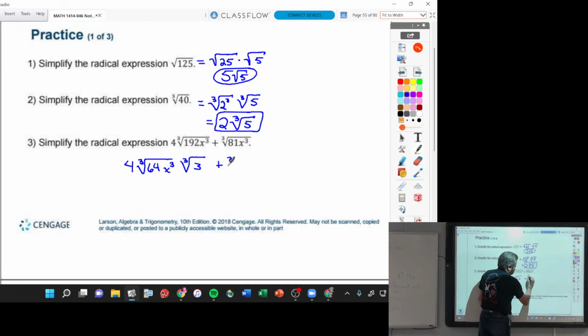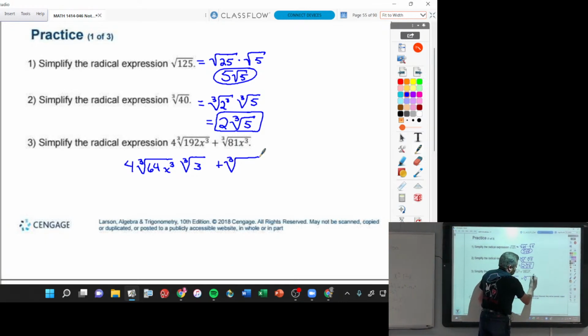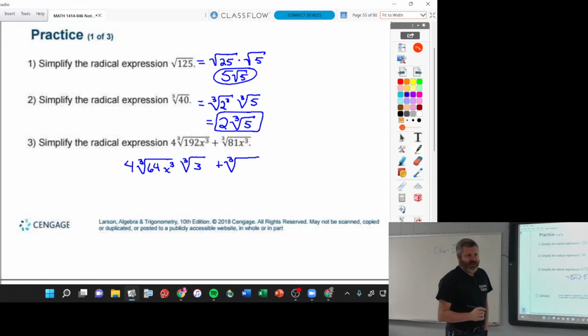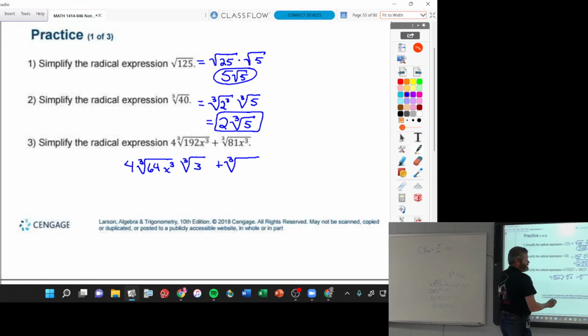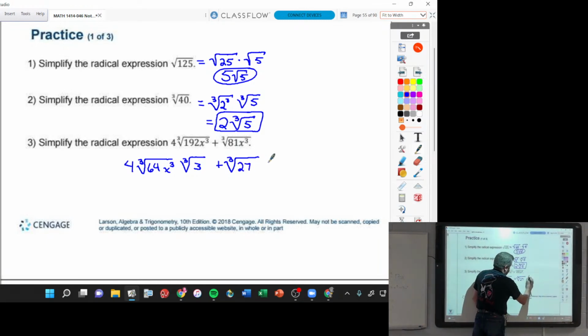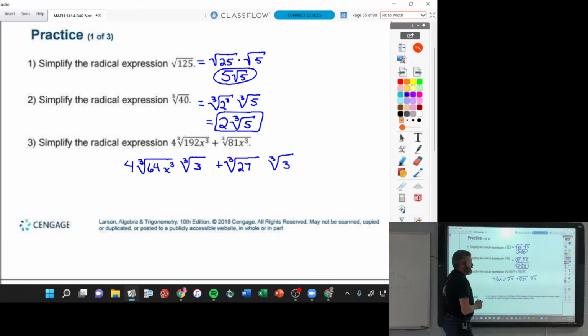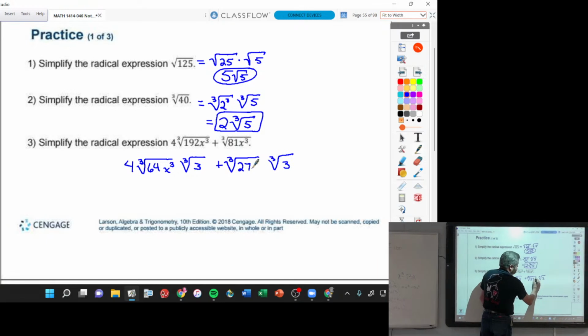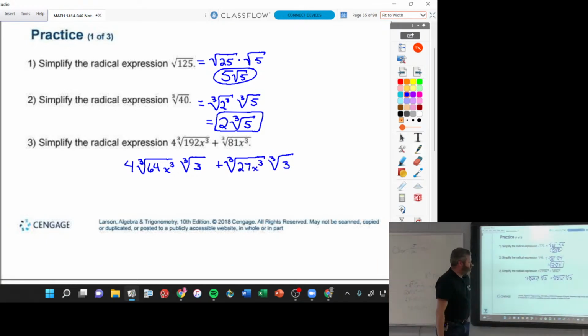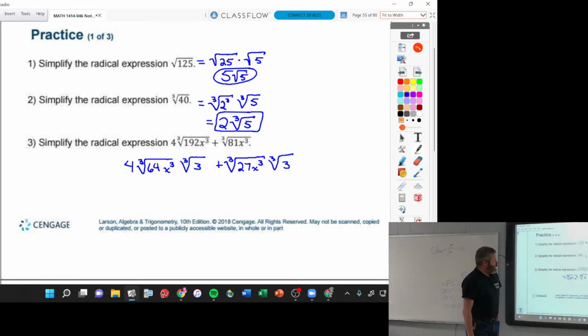Any perfect cubes in 81? Yes, 27. Is x cubed a perfect cube? Yes. 27 times 3 is 81, so 27 is a perfect cube. Cube root of 3 on the other side. The x cubed is a perfect cube, so I'll put the x cubed right there. 27 times 3 is 81. And let's see what comes out.